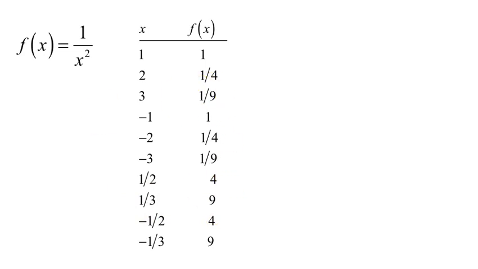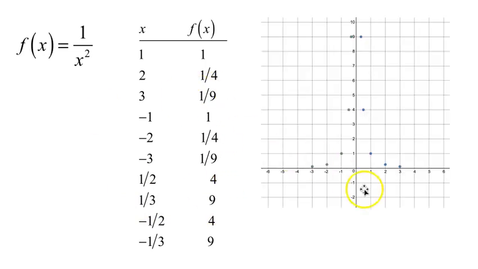So let's go ahead and plot these points. 1, 1, 2, a quarter, 3, a ninth. We can see it's growing towards the x-axis and dropping very, very quickly. A half lands me at 4, and a third lands me all the way at 9. So again, you can identify the fact that we're going to approach the x-axis as x goes to infinity.